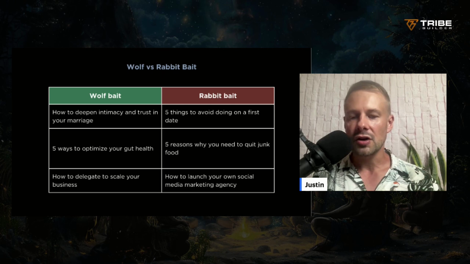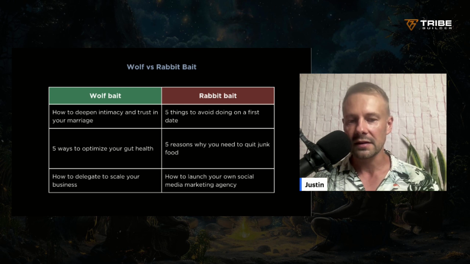Another example, 5 ways to optimize your gut health versus 5 reasons why you need to quit junk food. Obviously, the first one is going to appeal to someone who is more nuanced, more empowered, and is going to probably be a much better fit for your coaching and is going to be better to work with and more able to achieve the results that you help people achieve. And then the third example is how to delegate to scale your business versus how to launch your own social media marketing agency. The first one is much further along on their journey, much more sophisticated and a higher caliber client.